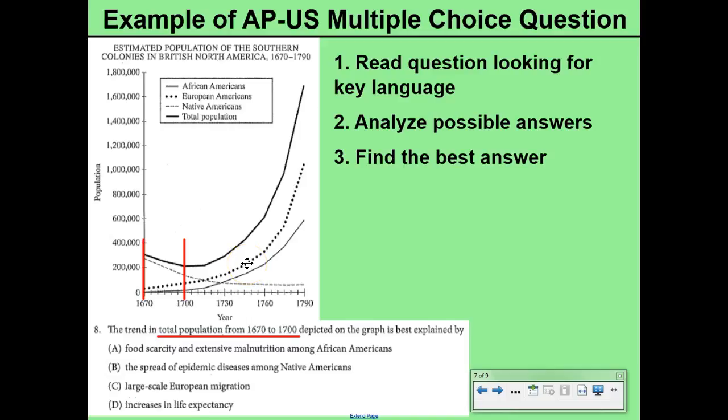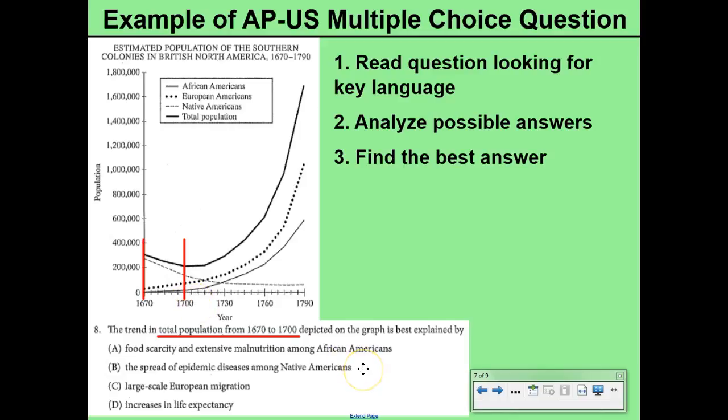Read the question. It's going to help you a lot. And we're looking at total population. So what's it doing? It's going down at this time. So what the question is really asking is what caused the total population to go down during this 30-year period? So would it be A, food scarcity and extensive malnutrition amongst African Americans? Well, no, their population is actually slightly going up, so that wouldn't account for any type of population going down.